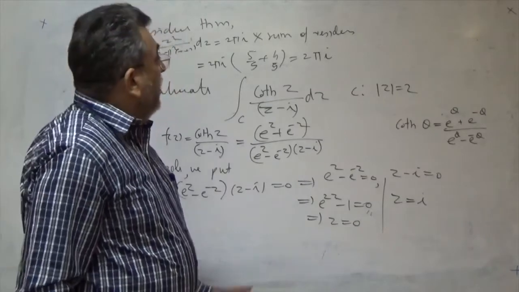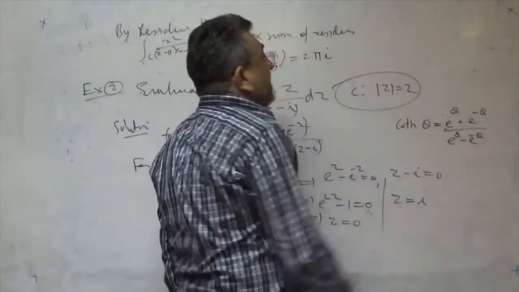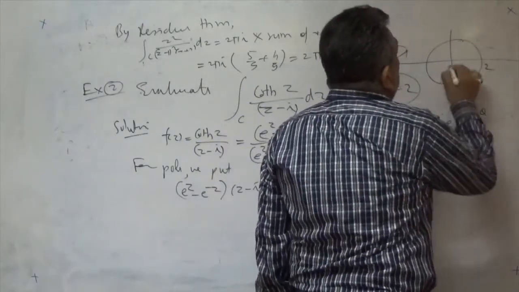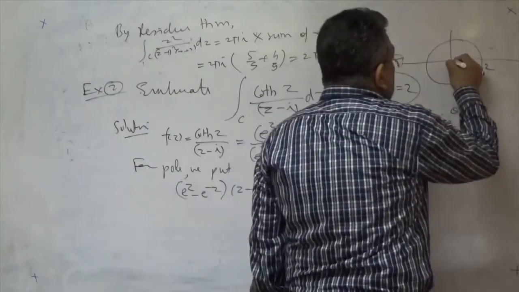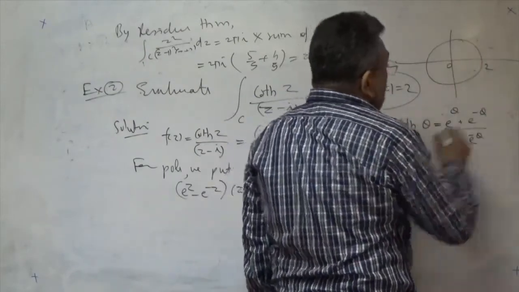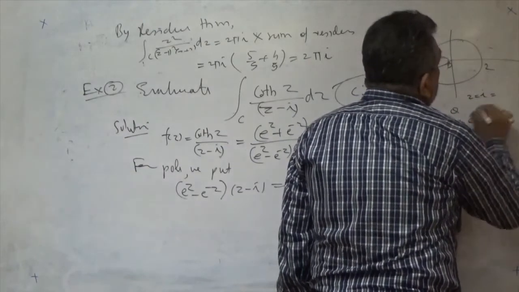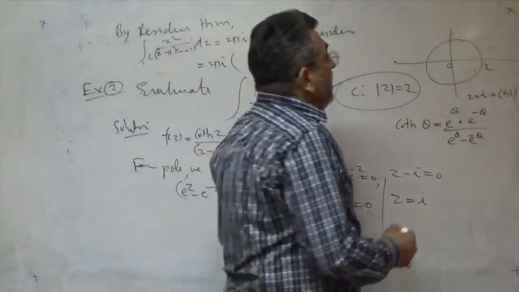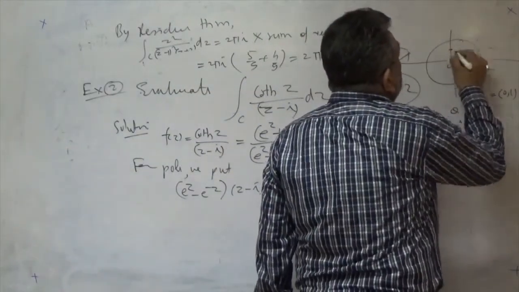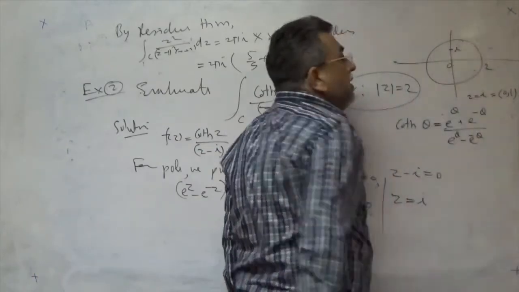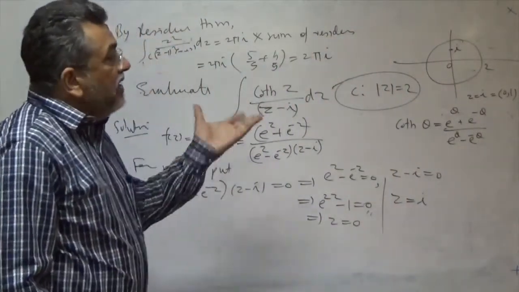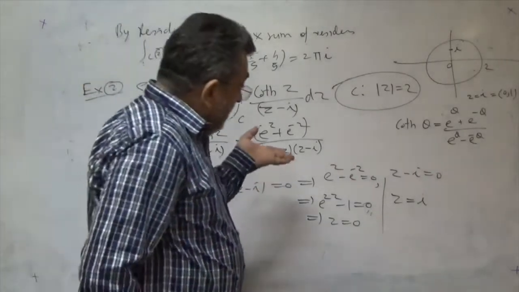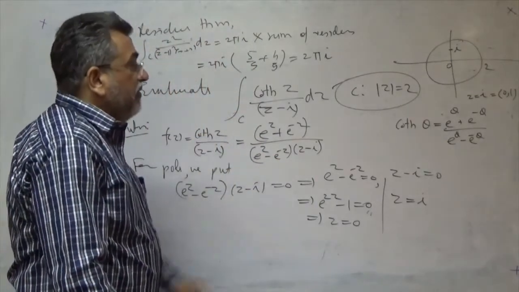Alright? And both poles lie in this circle, because the circle is again center origin, radius 2. If we show this circle with radius 2, origin here, 0 is naturally the center of the circle. If we take z equal to i, that is the point 0, 1, which is also a point on the y-axis. This is the other pole. Both poles lie inside the given circle. So we have to calculate residues at both poles and then solve this.